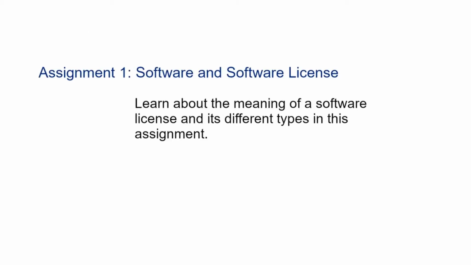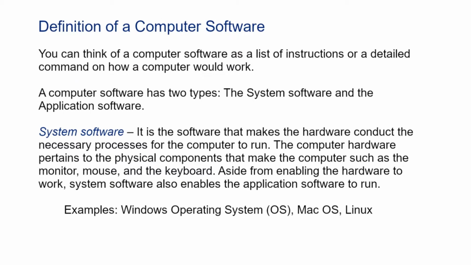Assignment 1. Software and software license. Learn about the meaning of a software license and its different types in this assignment. Definition of a computer software. You can think of computer software as a list of instructions or a detailed command on how a computer would work. Computer software has 2 types: the system software and the application software.